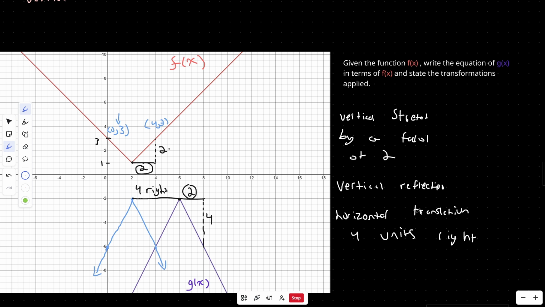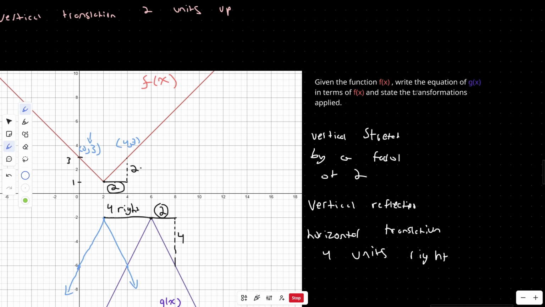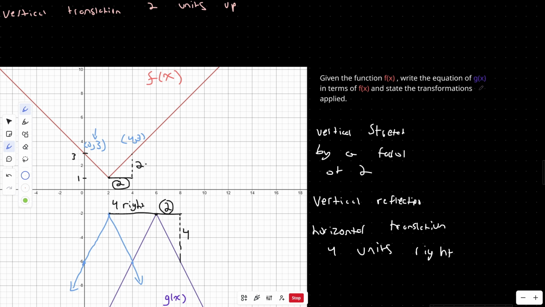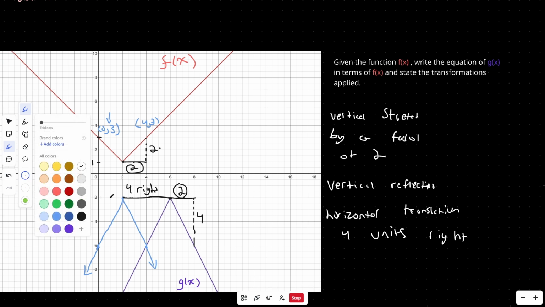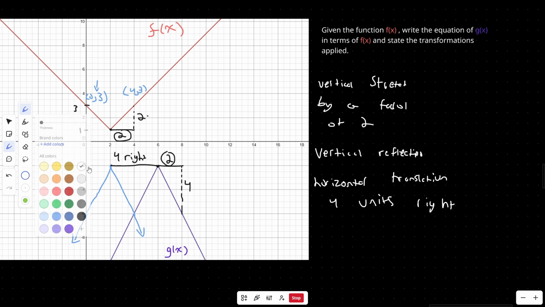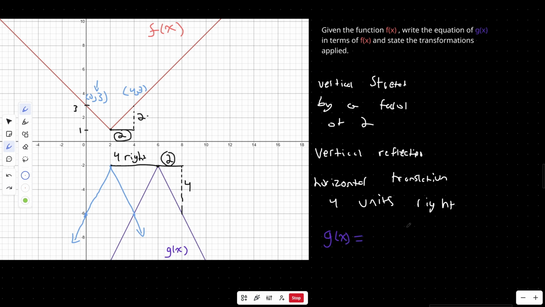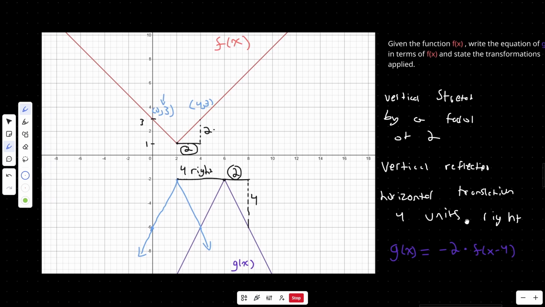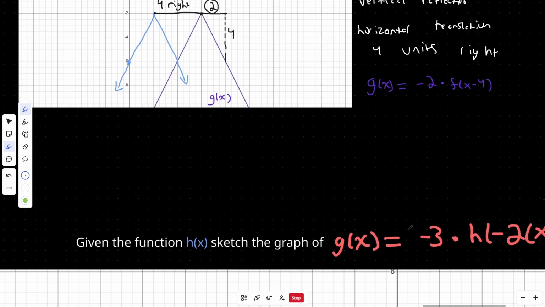I think we've answered part of the question. We've stated the transformations applied, but now we actually have to write the equation of g of x in terms of f of x, which shouldn't be too hard. I mean, we've dealt with some of this stuff before, so all we have to do is, let's just pick out g of x. We can say g of x is equal to, we have to apply these transformations to the function f of x. So it's going to be negative 2, since we're doing the vertical stretch and reflection, times f of x minus 4, because we're going 4 right. x minus 4. And there we go. That answers the question. Hopefully that makes sense. And let's move on to the next one.